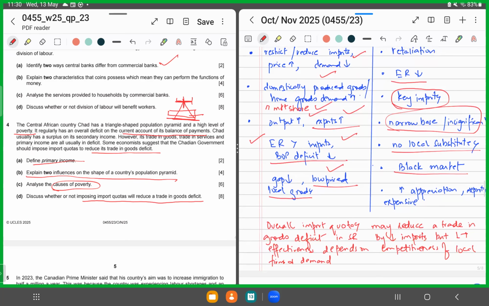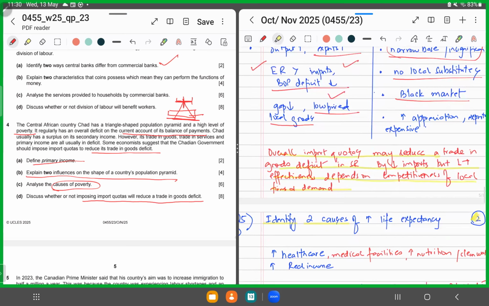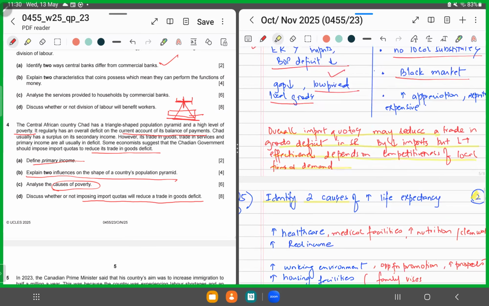All right, so finally, you could conclude that overall import quotas may reduce a trade in goods deficit in the short run by decreasing the imports, but long term effectiveness would depend upon the competitiveness of the local firms and the demand of the country's goods. This is how you're going to conclude this answer.